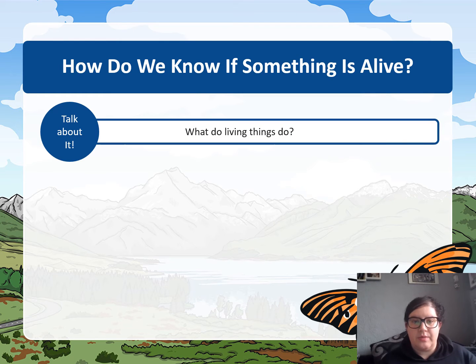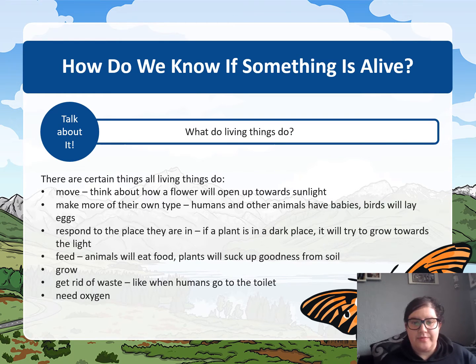Okay, so how do we know if something is alive? So what do living things do? There are certain things that all living things do. They move, they make more of their own type, so they have babies, they lay eggs, they respond to the place that they live in. So if a plant is in a dark place, it will grow towards the light.